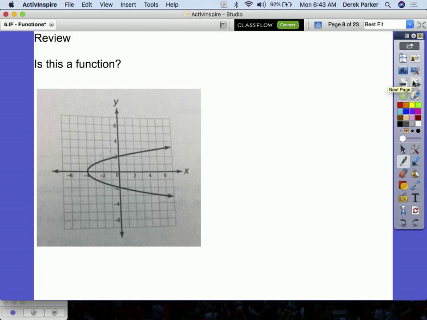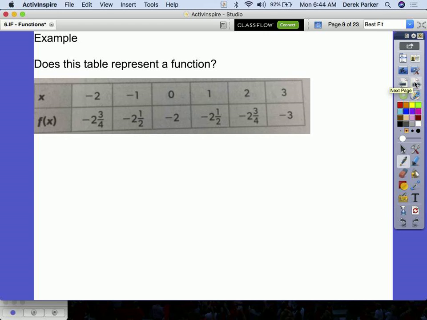Now, let's review. Is this a function? In the 8th grade standards, we talked about a vertical line test. A vertical line test looks like this. If I can draw a line straight up and down, and it hits in 2 places, that is not a function. One, because of the vertical line test, and two, 4 and 6 have two outputs. To be a true function, each input has to have its very own output. Does this table represent a function? Yes, it does, because each input has its very own output.